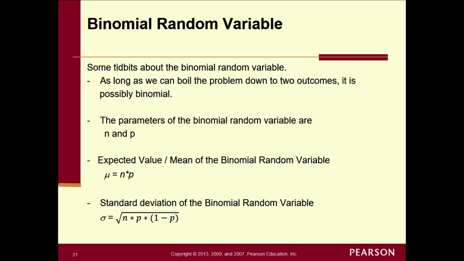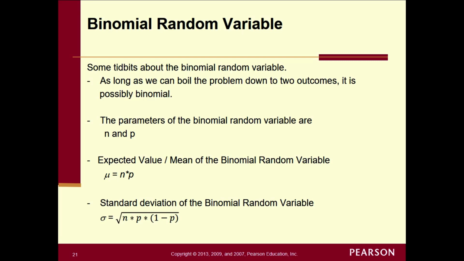All right, some tidbits about the binomial random variable. First thing, as long as we can boil the problem down to just 2 outcomes, it is possibly binomial. Okay, binomial, bi meaning 2. That's kind of the distinguishing characteristic with regards to the binomial, that you want to look for something that has just 2 possible outcomes. Now, again, that's not the only thing that defines the binomial. Okay, but there's a pretty good chance that it might be a binomial if you just have 2 outcomes.